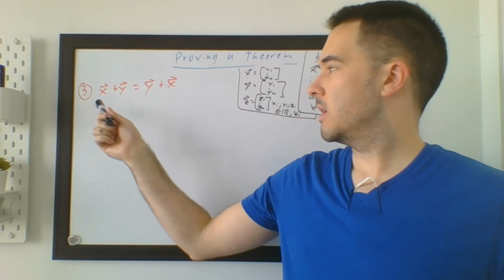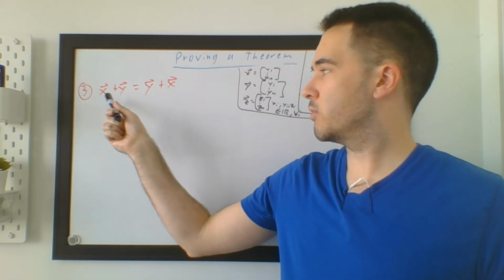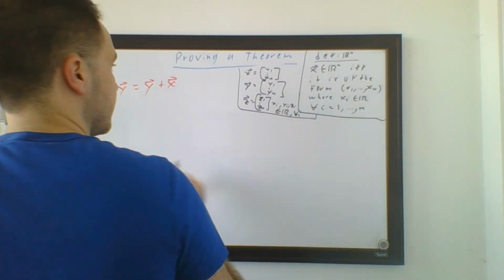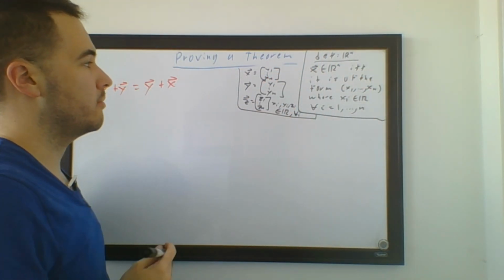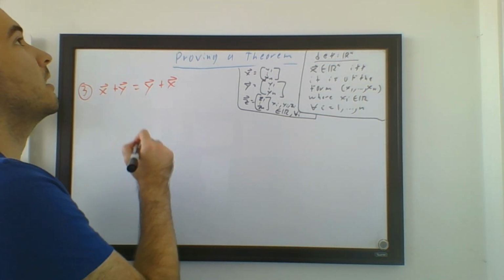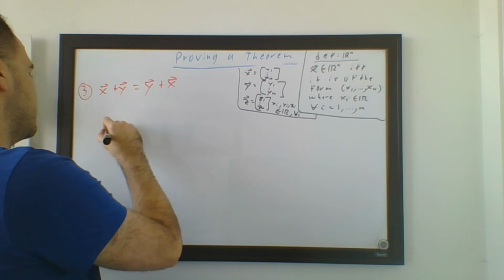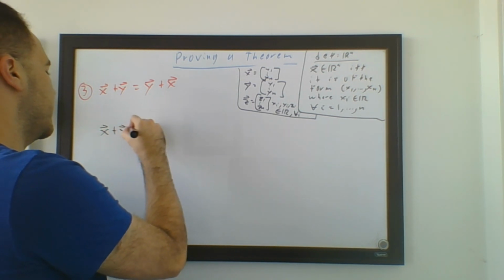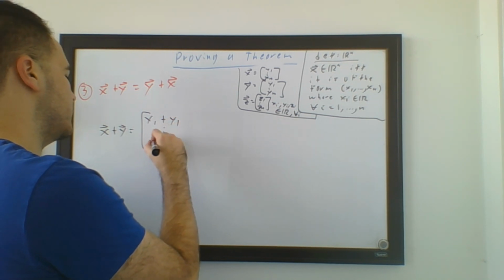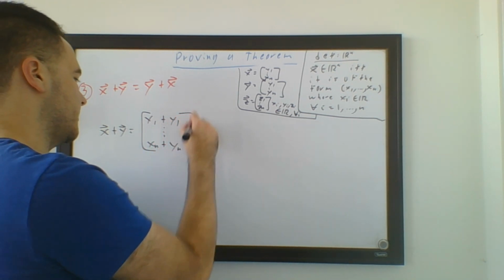Part 3 of our statement 3 is going to be us proving that x plus y is the same as y plus x. Again, using our definition before, we said we can break apart x and y. So using the definition of vector addition, we can say that x plus y is equal to x1 plus y1 all the way down to xn plus yn.